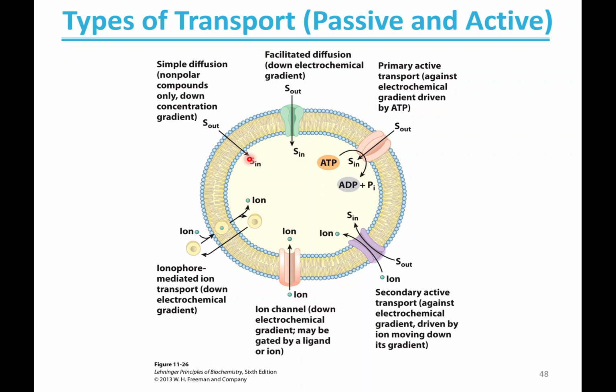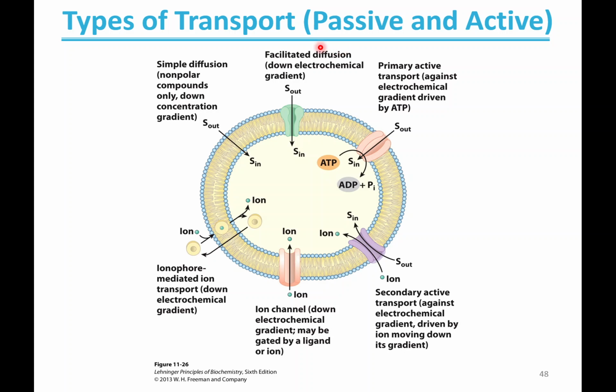Simple diffusion only happens for nonpolar compounds, and it has to move down a concentration gradient. So the concentration of S has to be greater, in this example, on the outside of the cell than the inside for it to passively diffuse through that membrane.